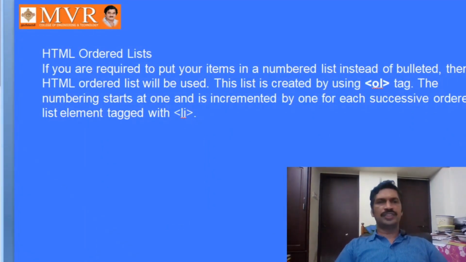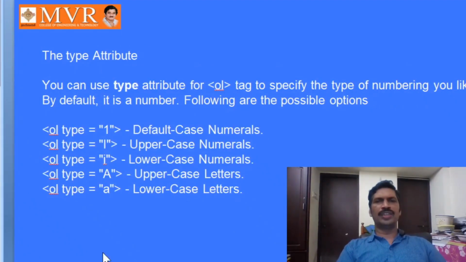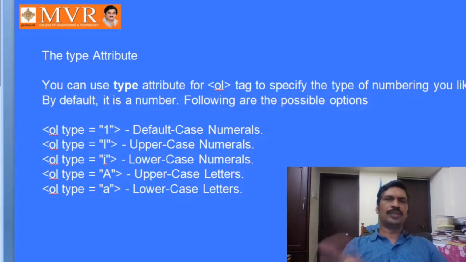In an ordered list, the items can be placed between OL and /OL. Items will be placed between LI and /LI. What are the different values of the type attribute of the ordered list? We have seen all of them. Type equal to 1 means numbers will come. This is the default one, so there is no need to write type equal to 1 specially. Type equal to 1 means the list will display 1, 2, 3, 4, 5, 6 like this.